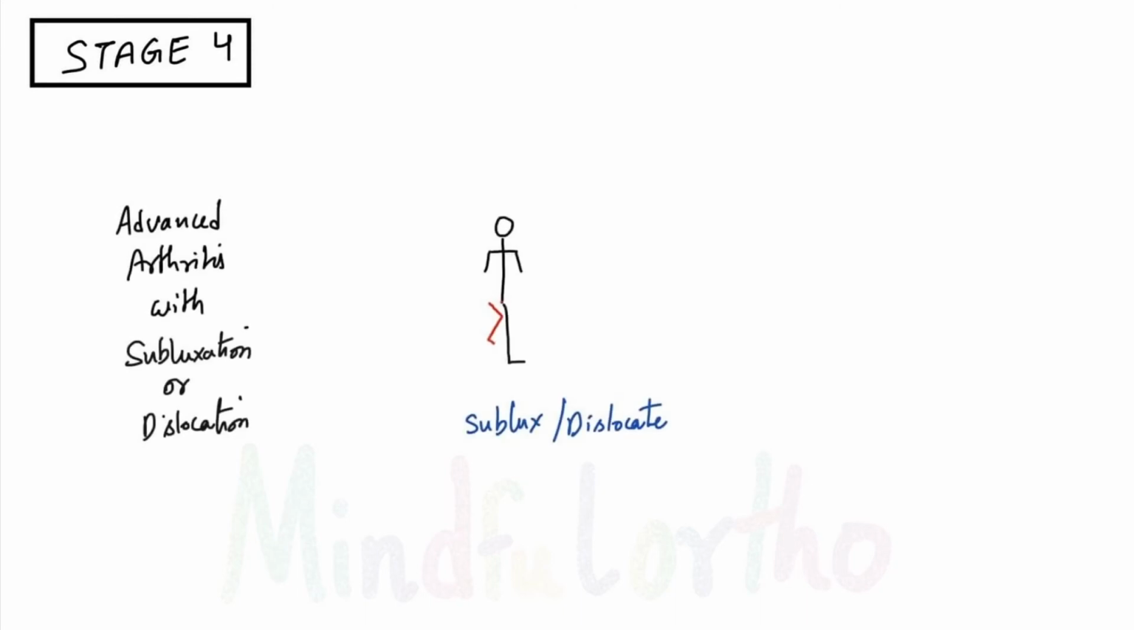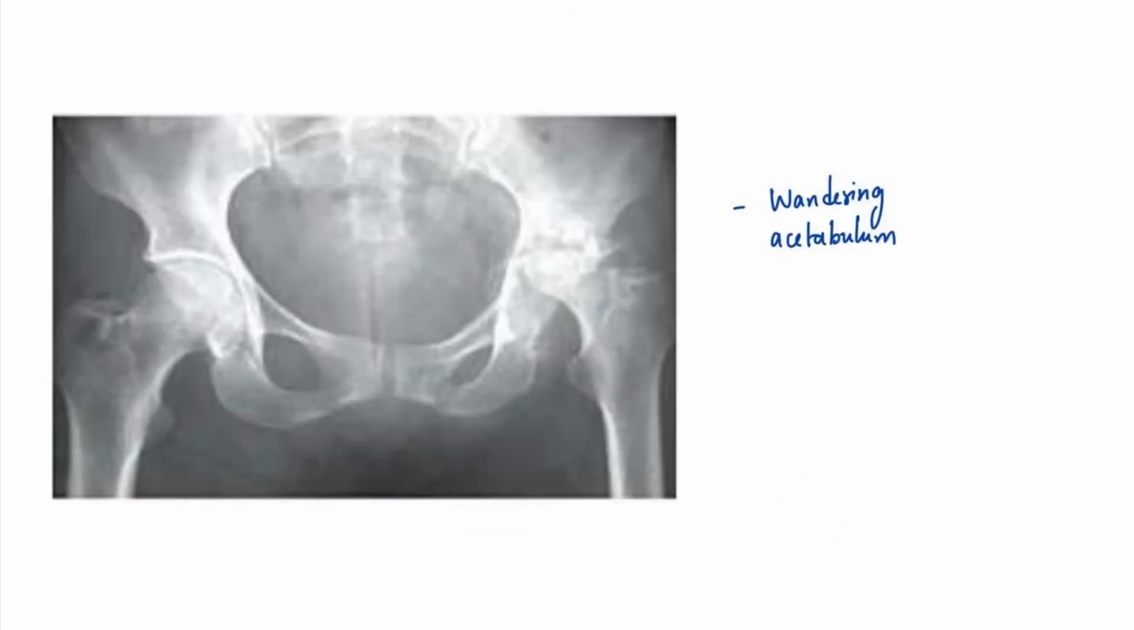In the final stage, that is stage 4, advanced arthritis with subluxation or dislocation of the hip joint. In this picture, on left side of the hip joint, lateral part of the acetabular cavity is destroyed with destruction of femoral head, and the proximal femur with femoral head is subluxated towards the lateral side. This is known as a wandering acetabulum, which is a misnomer. Here, acetabulum is not wandering, but the femoral head has gone laterally.